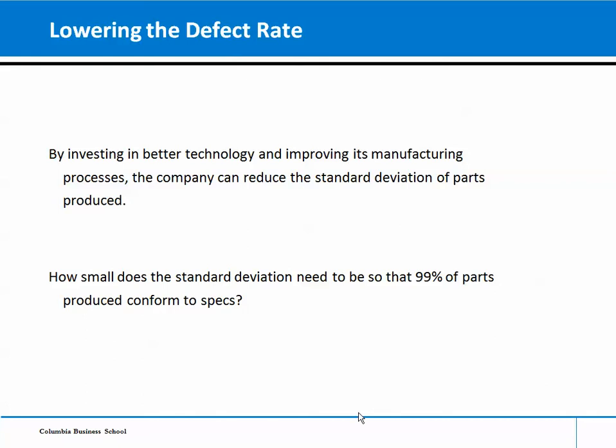Let's look at a different problem now, lowering the defect rate. By investing in better technology and improving its manufacturing processes, the company can reduce the standard deviation of parts produced. So by reducing the standard deviation, it's going to have more parts conforming to specifications. How small does the standard deviation need to be so that 99% of parts produced conform to specifications? Remember that under the previous standard deviation, only about 97% of parts were conforming. We want to get that up to 99% of parts. We're going to need a smaller standard deviation.